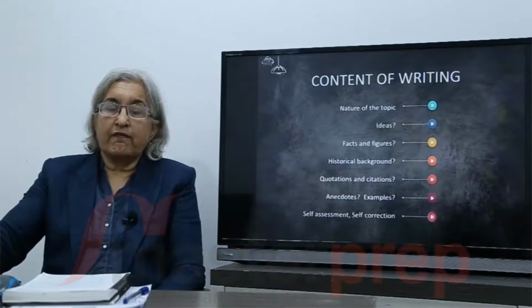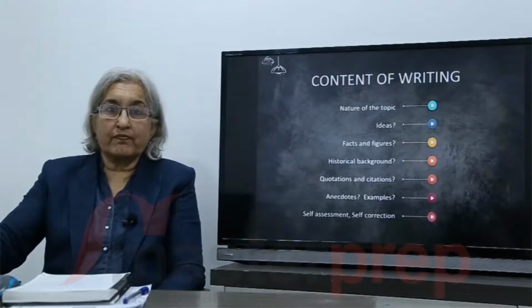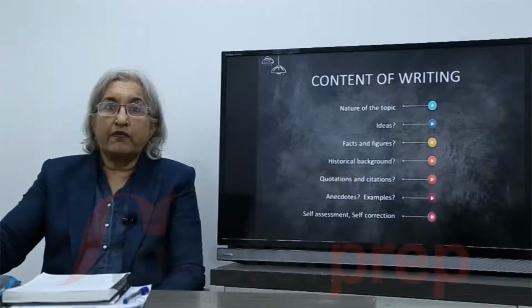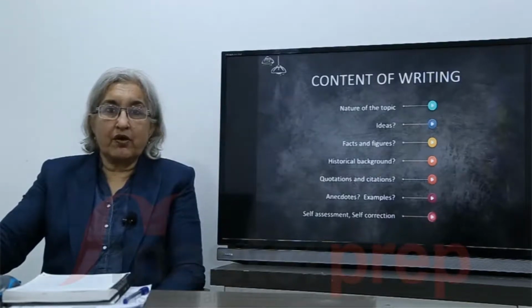Finally, do correct your essay, go over your essay and revise it. There may be many errors that you may have made that you can correct in revision. Self-assessment is very important. Review your ideas and the examples that you have given. Review the beginning and the ending of your essay and the kind of language you have used in that essay.